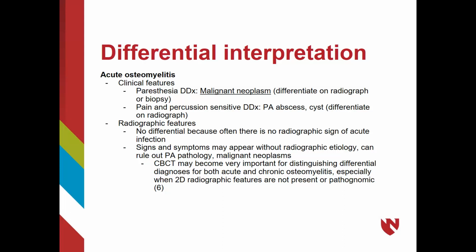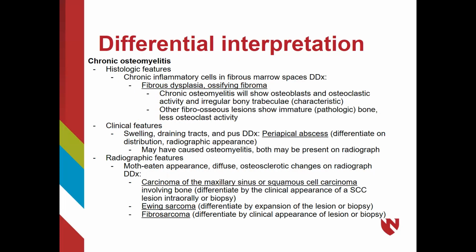The radiographic features of acute osteomyelitis would not have to be distinguished from any other pathology because there are probably no signs on the radiograph of the infection. Signs and symptoms may appear without anything on the radiograph, so to rule out other pathologies, including periapical and malignant neoplasms, a CBCT may be necessary.